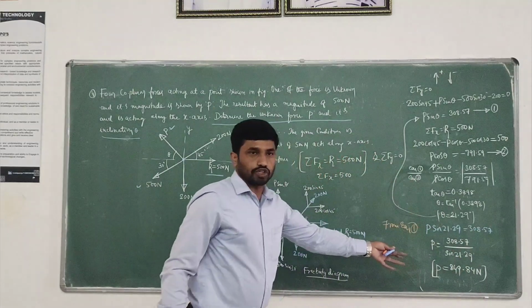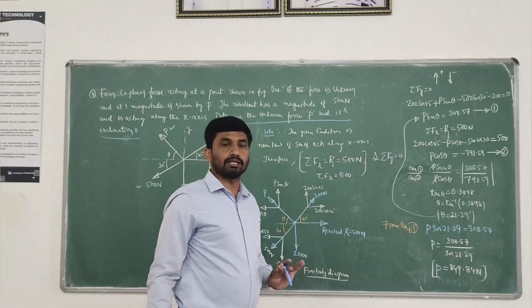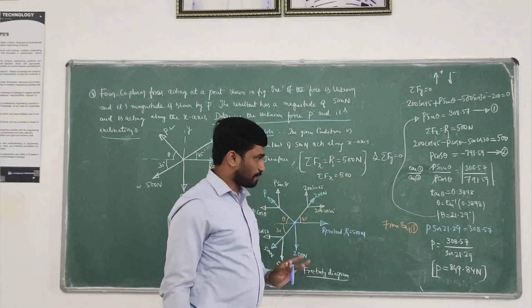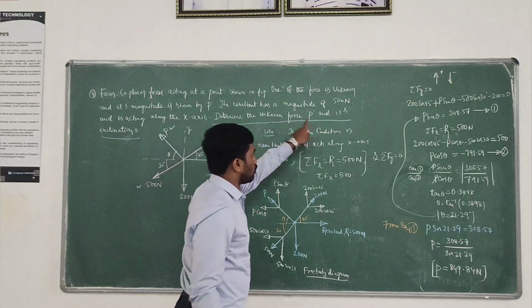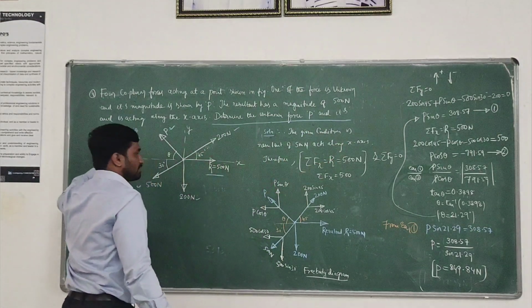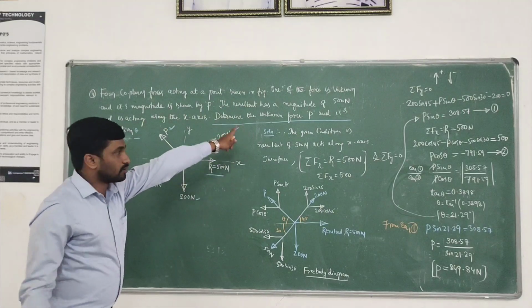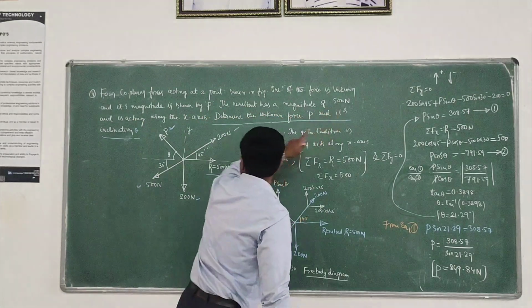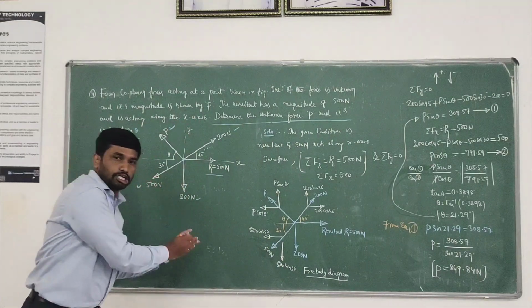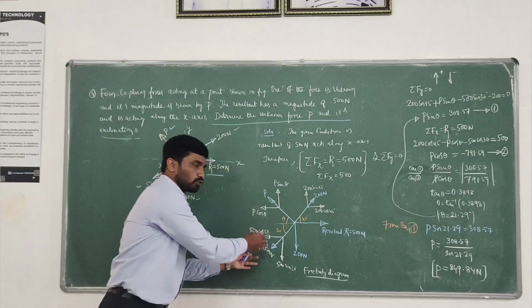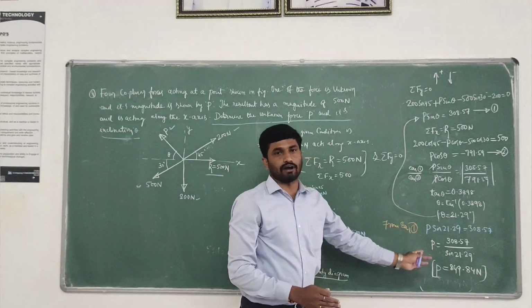So this is the solution for this particular problem. This is a very important problem, asked several times in VTU examination. The ultimate aim of the problem is to determine the unknown force P and its inclination theta. This problem also gives a condition: the resultant has a magnitude of 500 Newton and is acting along the x-axis. So we must focus on the condition, on how to resolve, and then apply the conditions to get the required values.